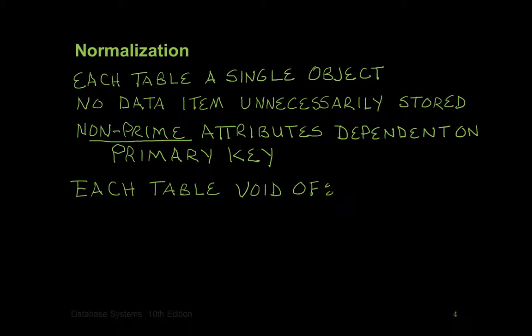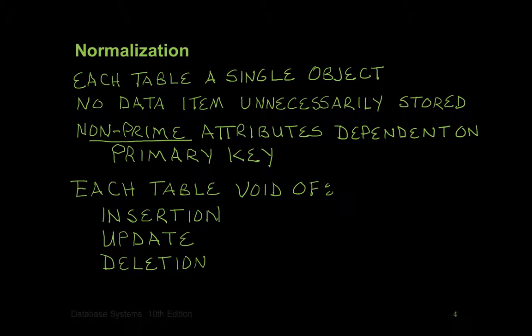And each of the tables is going to be void of the following problems. First, insertion problems. We'll discuss that a little further. Second, update problems. And third, deletions. So all of these are data anomalies as we maintain our database that using normalization will help us correct.